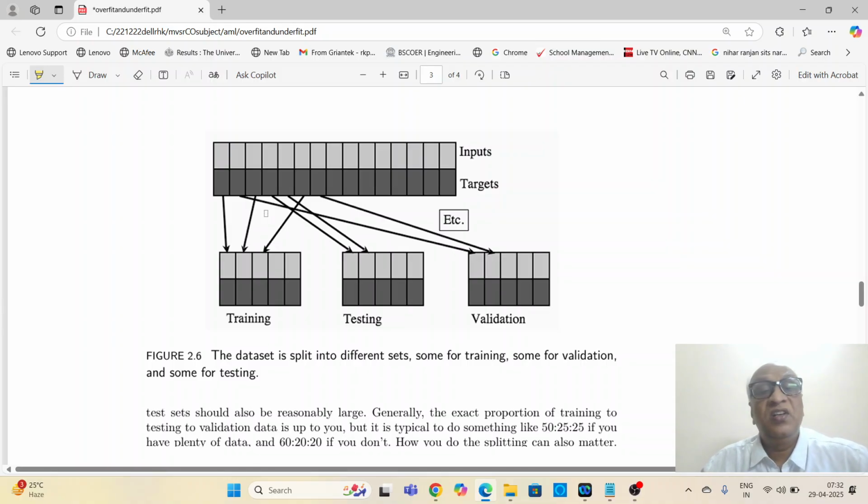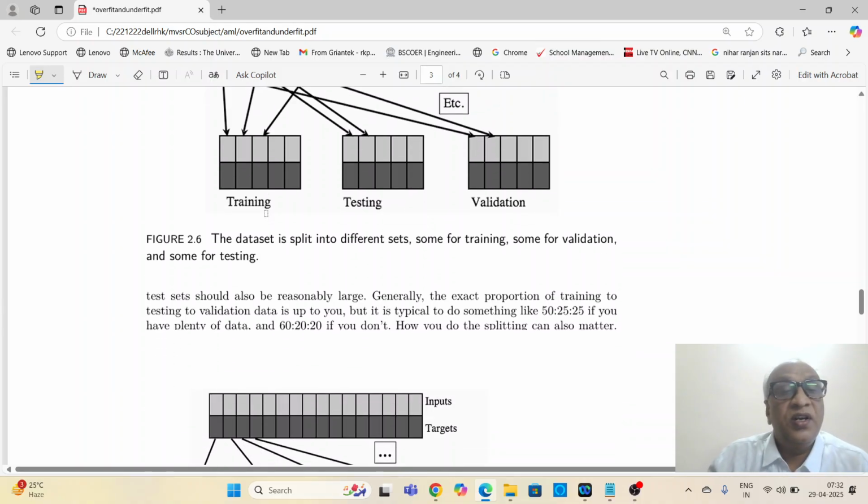Usually, if a data set is there, at least in our academic world, many students will divide the data set into 80% and 20%, meaning 80% training data and 20% testing data. The usual suggestion in various literature is that you can do 50, 25, 25, like 50% training data, 25% testing data, 25% validation data, or even 60, 20, 20.